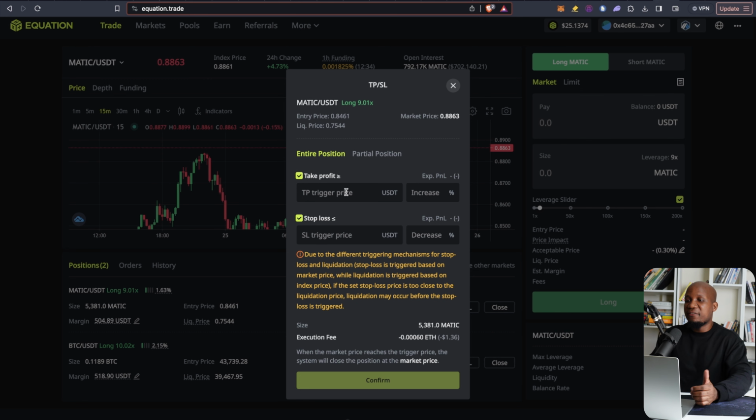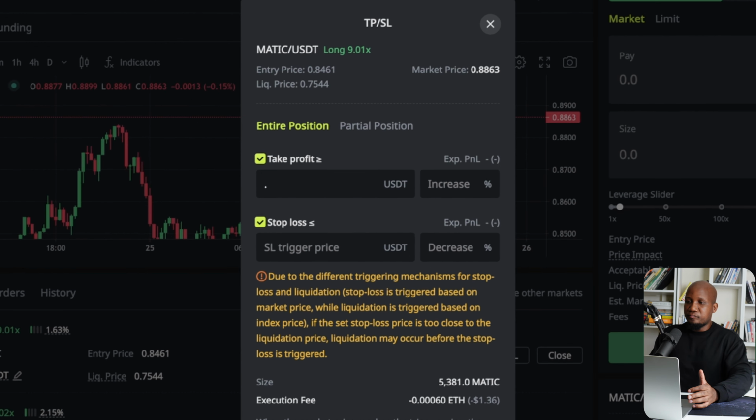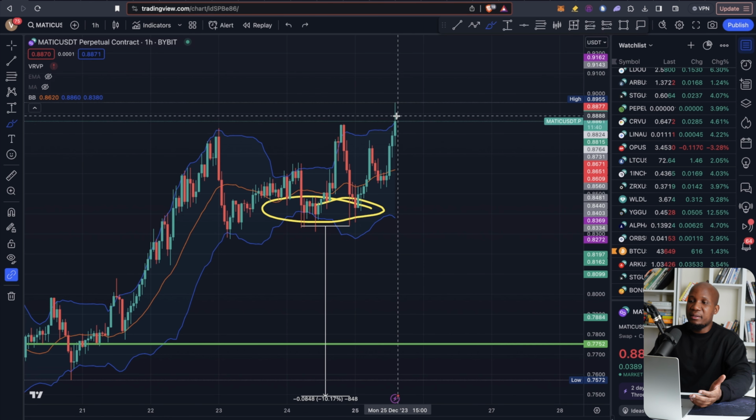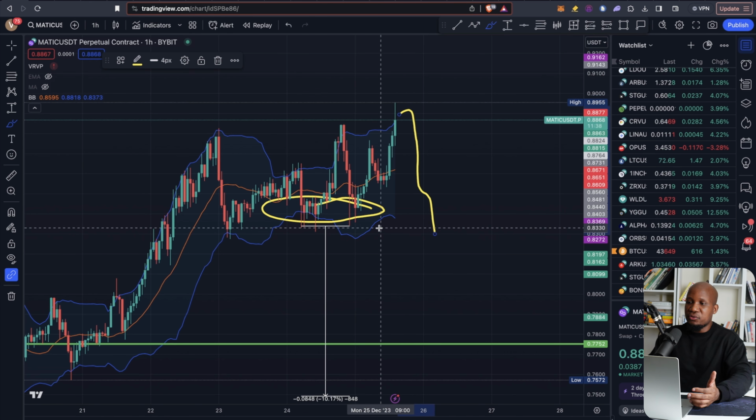So for example here, if Matic goes to, let's say, 90 cents, you can see here how much money I'll be making if I let this trigger as a take profit. And you can also use this to put your stop loss as well. So if Matic drops to a specific price, that will trigger a stop loss. In this case, I can also close at the stop loss of break even, meaning I'm not making any money. So I'm expecting the market to drop here. That's why I want to close this trade.